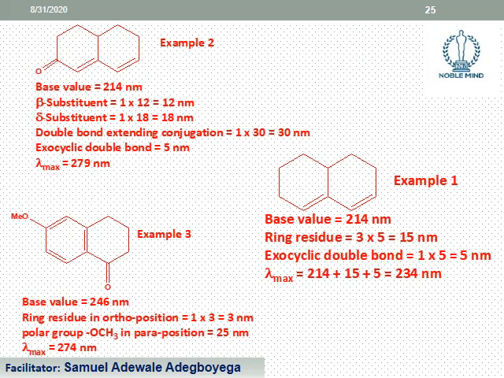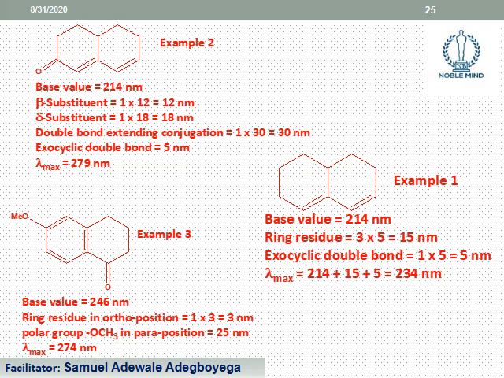So let's go to real business and see a few examples which you may give a try, or if you also have any structure that you want to calculate the lambda max for, you can make use of the table and then compare. If you look at this, this has a base value of 214 nanometer. I guess you know that is heteroannular, and it has a beta substituent. The contribution is 12 nanometer. You may go back to check the table.